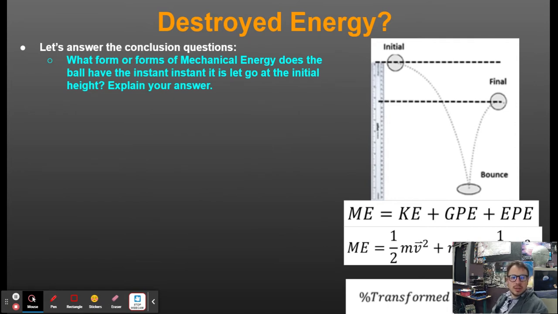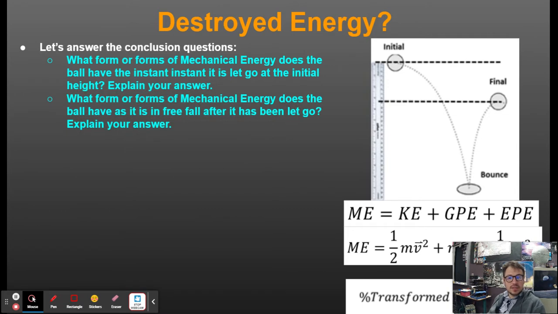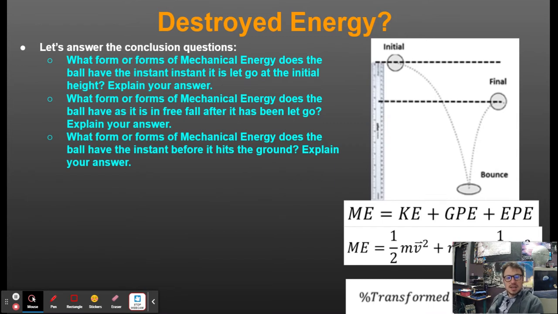So let's talk about the types of energy that this ball has. The instant it lets go, it only has gravitational potential energy. As it's in free fall, it has kinetic and gravitational potential energy. That gravitational potential energy is being transformed into kinetic energy. The instant it's touching the ground, just before it starts to compress, it's all kinetic energy. It doesn't have a height, but it's moving. That's the fastest point that the ball is traveling.